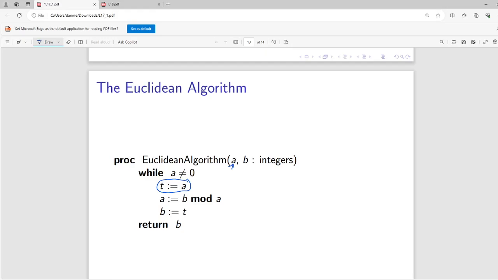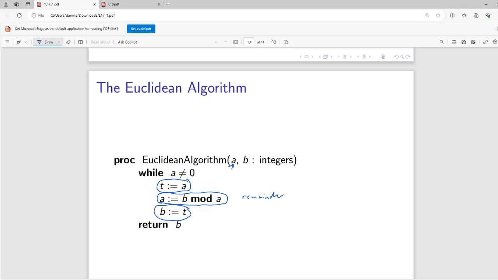Okay? And then now we're going to redefine a here. So here's where we're changing the value of a to be the remainder after dividing b by a. So this a right here is actually our remainder value. Okay? And then now we replace b with the old value of a.